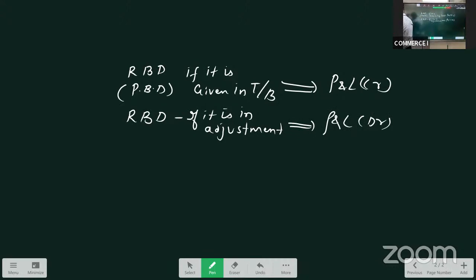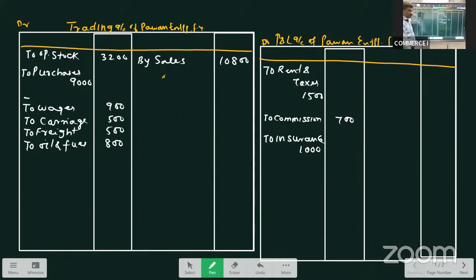As I told you, the provision given in the trial balance is the old provision, and the provision we are creating is the new provision. Old provision on the credit side of the P&L account, new provision on the debit side of the P&L account. So here also provision is given, no? That is the old provision. Take it to the credit side of the P&L account, by reserve for bad debt, old. How much is it? It is 200.